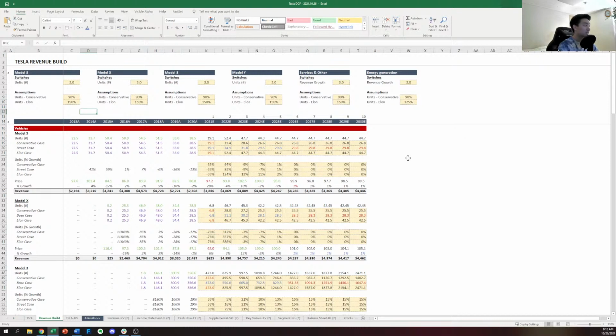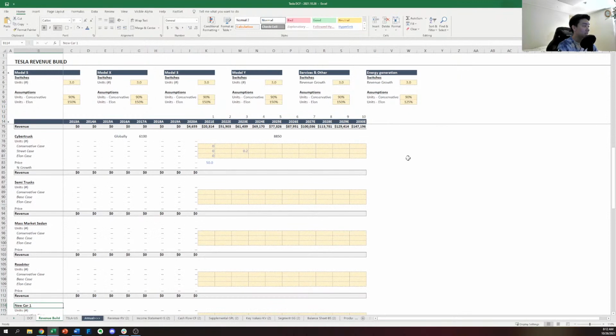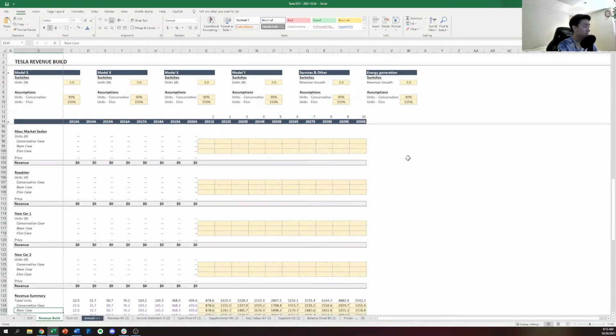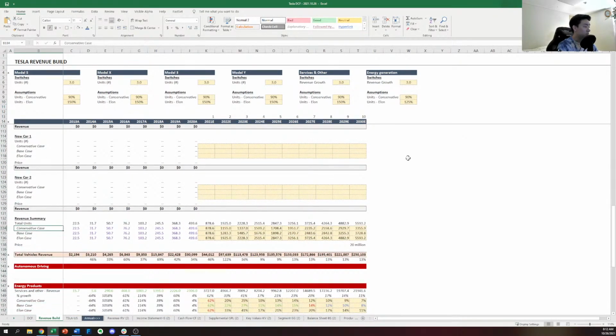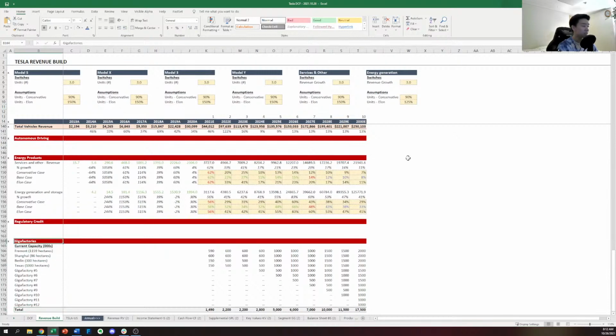And if you weren't here for the first one, just very quickly as a brief overview, what we did was pretty much just a revenue build. The part of the DCF that I think is the most important is the revenue build if you're building out a very detailed model. Here we're just looking at the Model S, X, 3, etc., all of Tesla's cars. We didn't even get to projecting out everything that we have in the revenue summary.